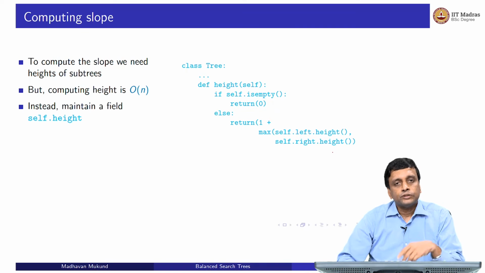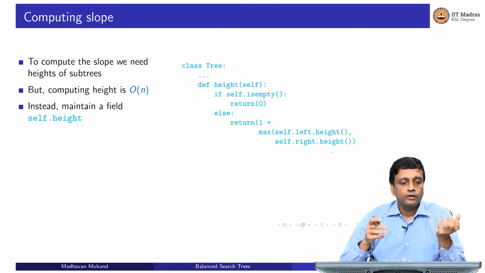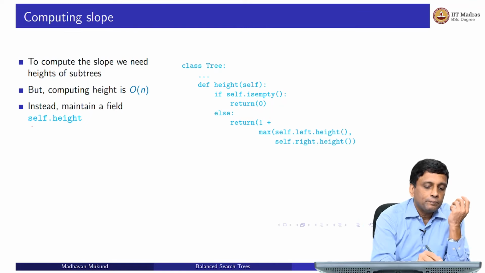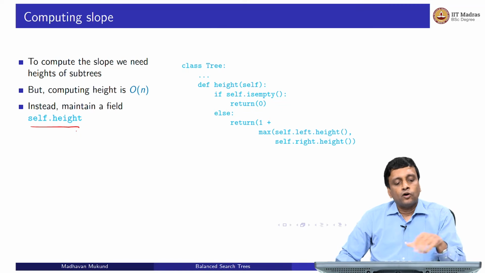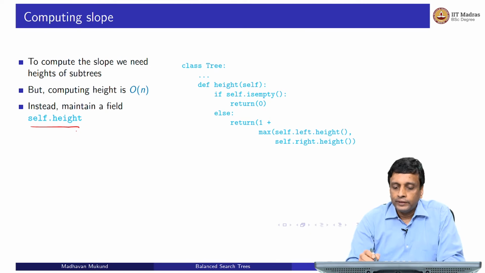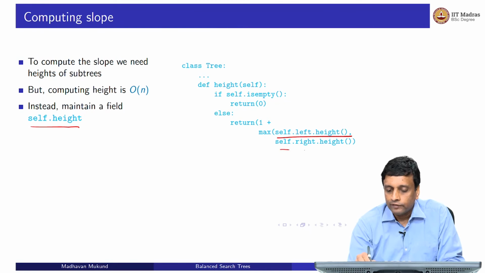So the solution is to say that I don't need to compute the height, because I can incrementally update the height whenever I change things around. So what I do is I actually keep, in addition to self.value, self.left, self.right, an extra field called self.height. And self.height basically can be updated by taking the maximum of the left and the right.